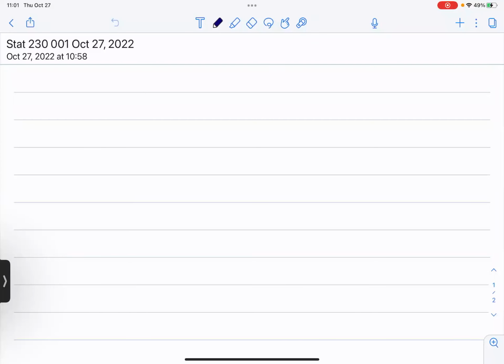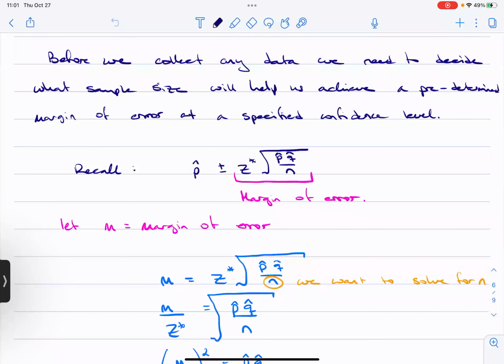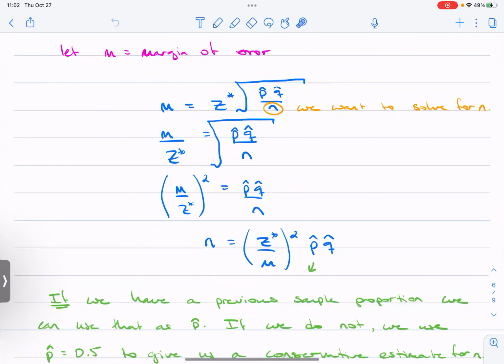On Tuesday, we finished off and we said, okay, if we have some desired margin of error and some confidence level that we want to have in our report, then before we even collect any data, we have some idea of what margin of error we're comfortable reporting at and what confidence level we would ideally be reporting at. And from there, we can calculate what sample size we would need. Okay? So then we went through and reorganized the formula to solve for n.